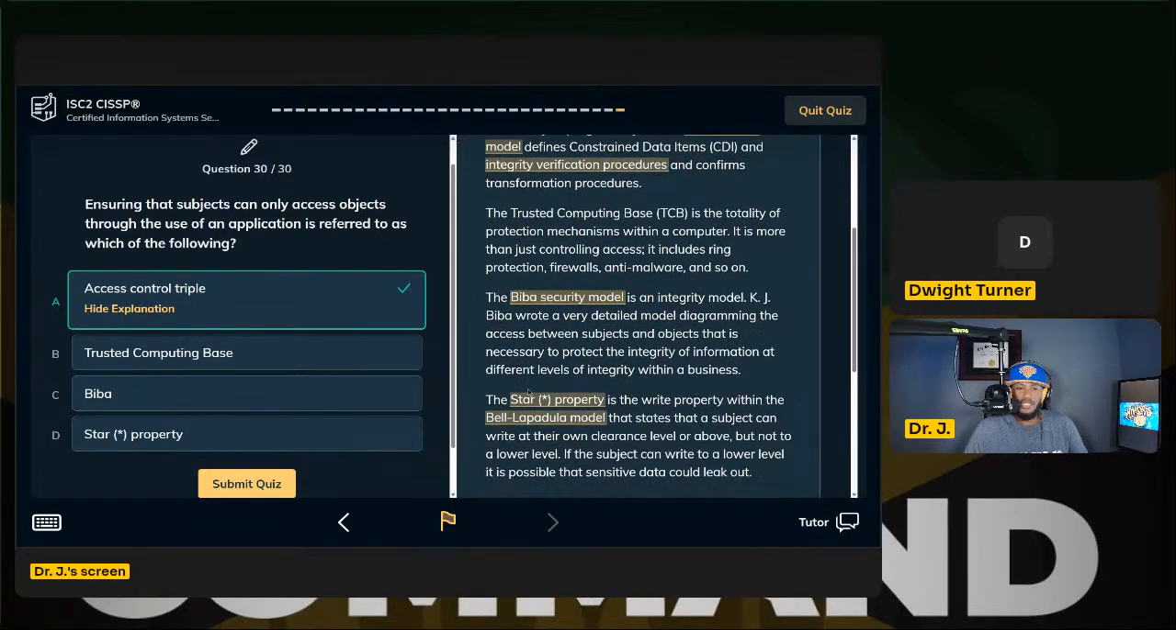TCB, that's the totality of protection mechanisms within a computer. That's why I said TCB doesn't make sense for this. BIBA, that's an integrity model. Star property is the right property within the Bell LaPadula model that states that a subject can write at their own clearance level or above, but not to a lower level. If the subject can write to a lower level, it is possible that sensitive data could leak out.